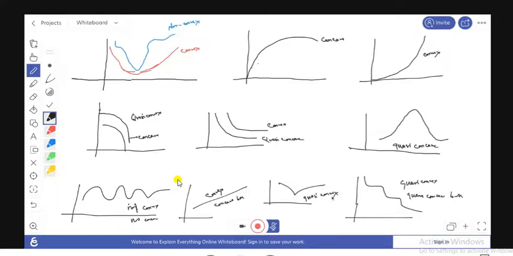So these are examples of the curves. Okay, so now we go on to the next topic, that is the conjugate function. So what is the conjugate function and what are its properties? Okay. So next page.